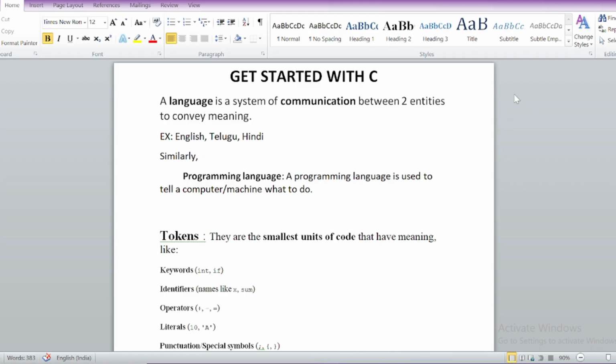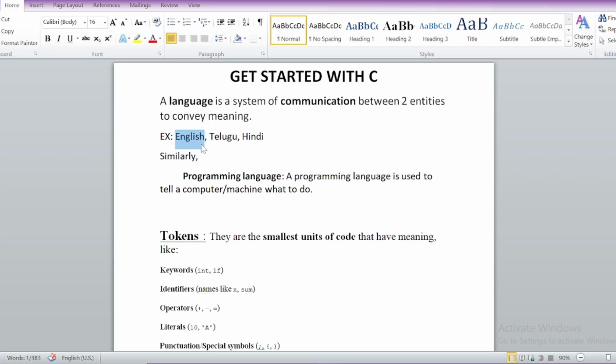So first of all, what is a language? A language is just a communication that is done between two entities. That means it can be two persons, or two machines, or a machine and a person. So this is just to convey meaning. For example, if we take human languages, we have a lot of languages, for example English, Hindi, Telugu, etc.